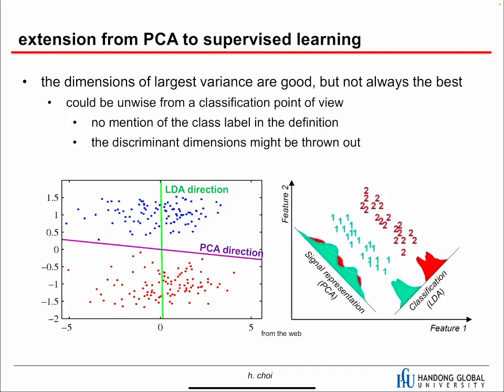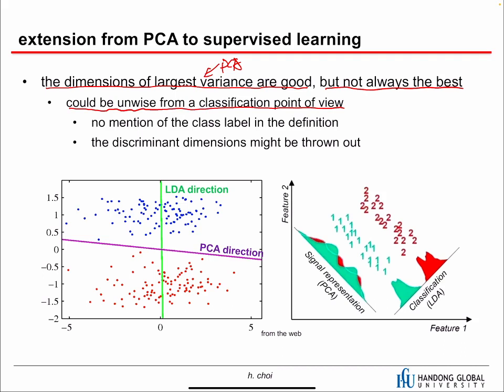First, we're going to talk about labels with linear mapping. First of all, the dimensions of largest variance are good. This one is about the PCA. In the PCA, we actually prefer the largest variance in the projected space. That is good, but that's not always the best. Sometimes we might have a better linear mapping. So the PCA could be unwise from a classification point of view.